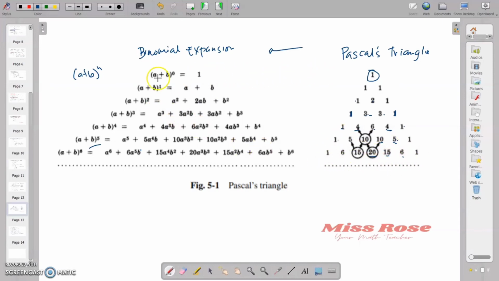So, in binomial expansion, (a plus b) raised to n, which is 0, equals 1. Next is (a plus b) raised to 1. In Pascal's triangle, that is 1 and 1. So understood that a has an exponent of 1, and also the b has 1. So a plus b. Next, (a plus b) squared equals, following this pattern, a squared plus 2ab plus b squared.